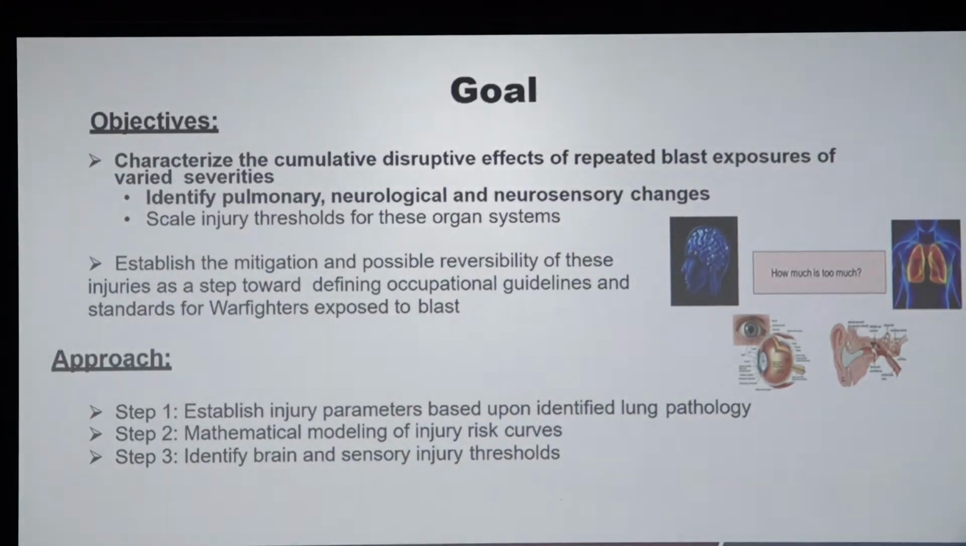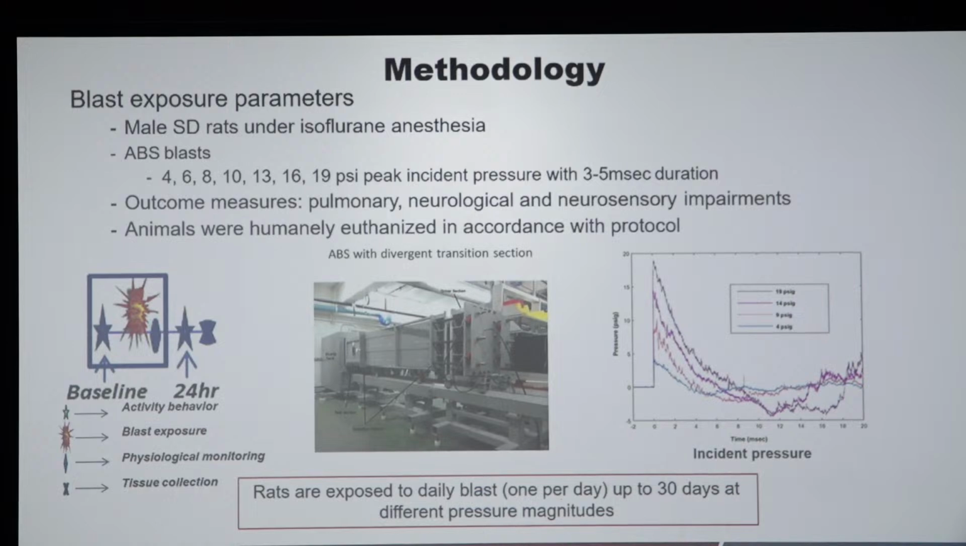So our objective is to characterize that injury in animals using repeated exposures and to identify lung, neurological, and neurosensory changes. We are in the process of studying all this, but I'll concentrate this talk on this. So we use Sprague Dawley rats, and the blasts range from 4 to 20 psi. 4 to 20 psi is a really significant pressure. On the scale, atmospheric pressure is about 14 psi. So this is above that atmospheric pressure.